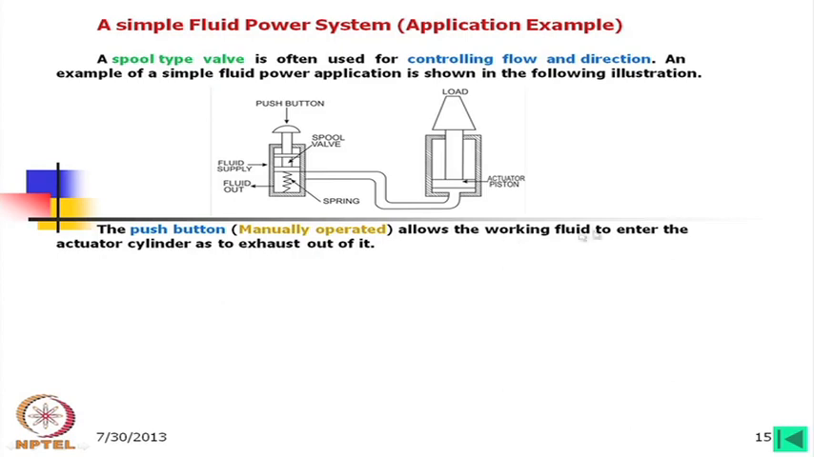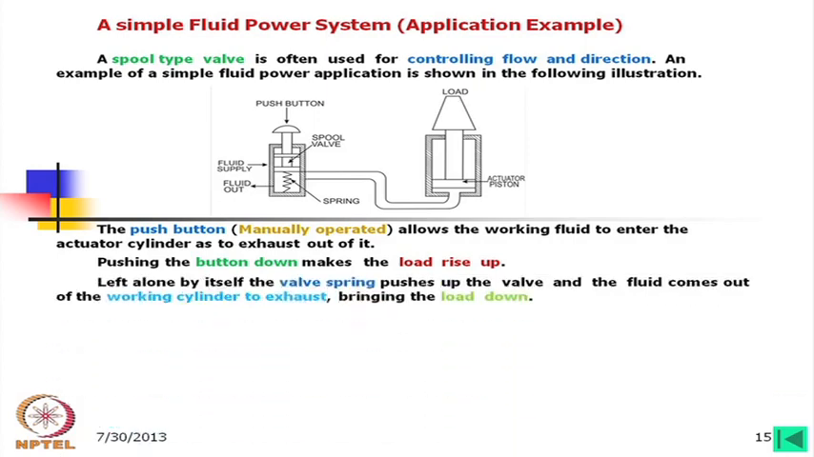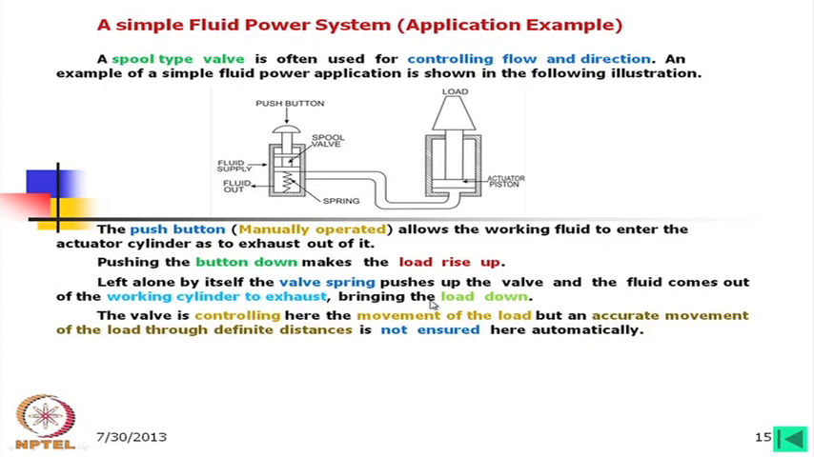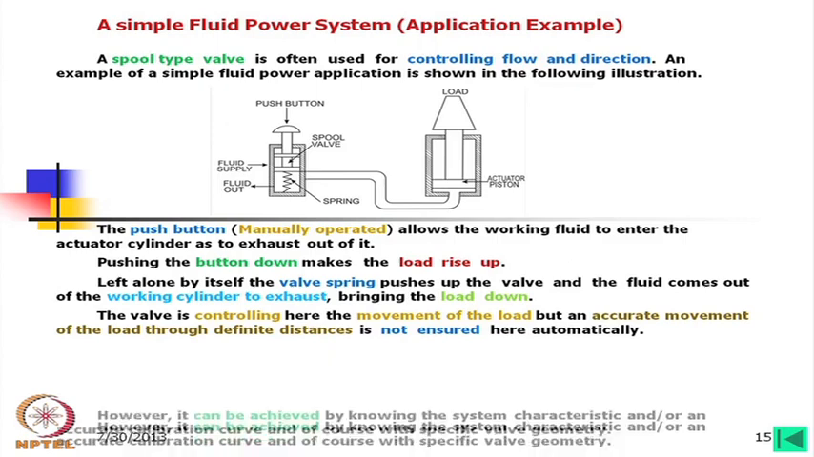The push button allows the working fluid to enter the actuator cylinder as well as exhaust out of it. Pushing the button down makes the load rise up, and left alone by itself, the valve spring pushes off the valve and the fluid comes out of the working cylinder to exhaust, bringing the load down. The valve is controlling here the movement of the load, but an accurate movement of the load through a definite distance is not ensured here automatically.